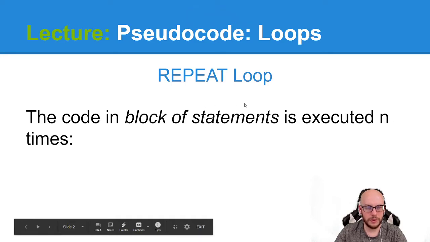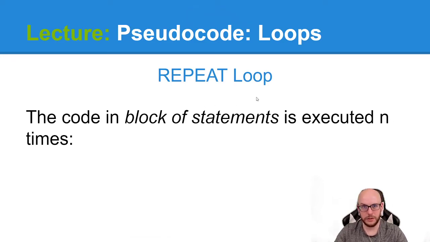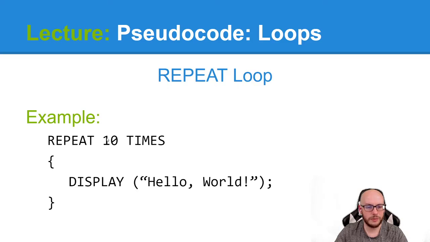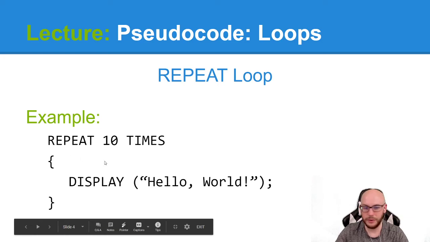So there's a couple of loops, and they all mimic our Java loops in some way. The repeat loop is basically going to be like a while loop. The code in the block of statements is executed n times. Right? So we're going to repeat n times. Actually, this is more like our for loop. An example of this would be repeat 10. Right? We're not really keeping track of a counter variable. This is just going to happen 10 times.